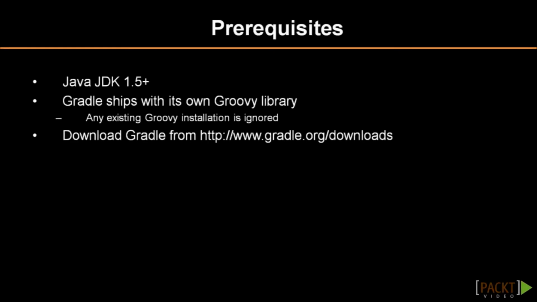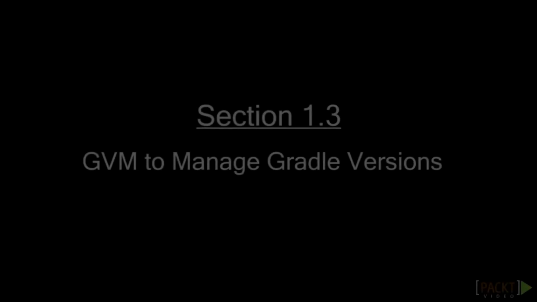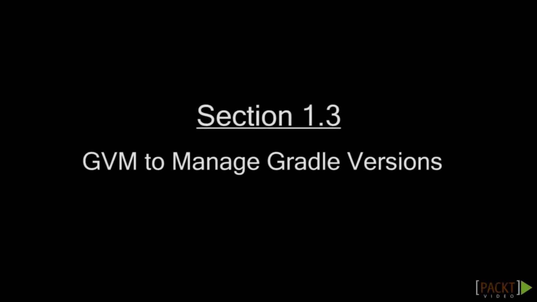Prerequisites. You must have Java JDK 1.5 or higher installed to run and install Gradle. Gradle ships with its own Groovy library, so keep in mind that if you have Groovy installed already, Gradle's going to ignore that installation and use its own. Installation binaries are available for download from www.gradle.org/downloads.